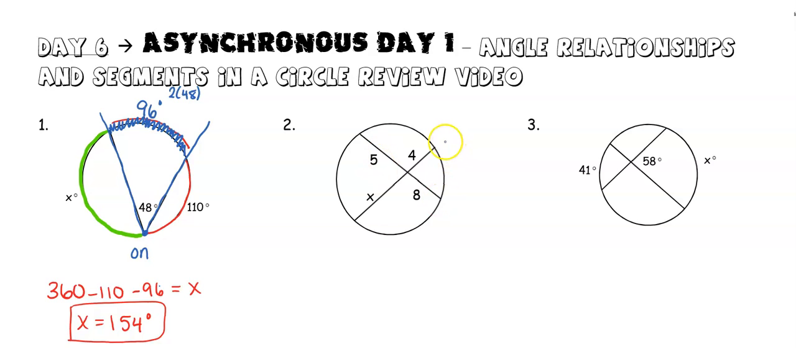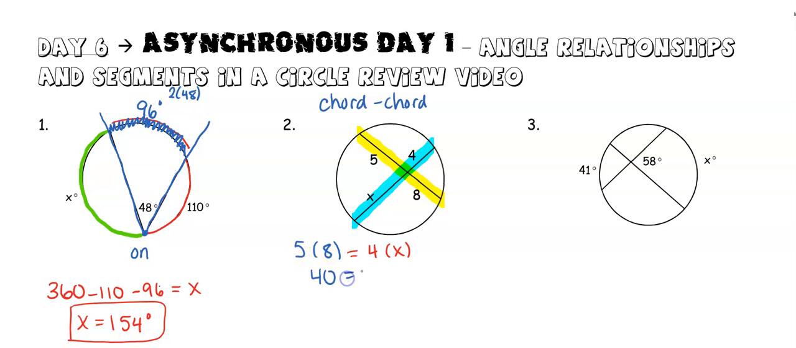Number 2. All right, so number 2, I'm looking here, and these don't have degree markers. These are segment lengths. This is a chord-chord relationship. And the chord-chord relationship is piece 1 times piece 2 equals piece 1 times piece 2. So if I look along this chord, that is 5 times 8. And then my other chord is equal to 4 times x. I'm multiplying the two pieces along the same chord together. So 5 times 8 is going to give me 40 equals 4x. We divide by 4 and we find that x is going to be equal to 10.